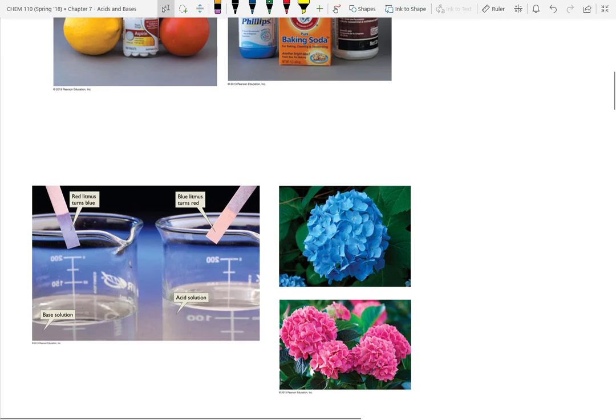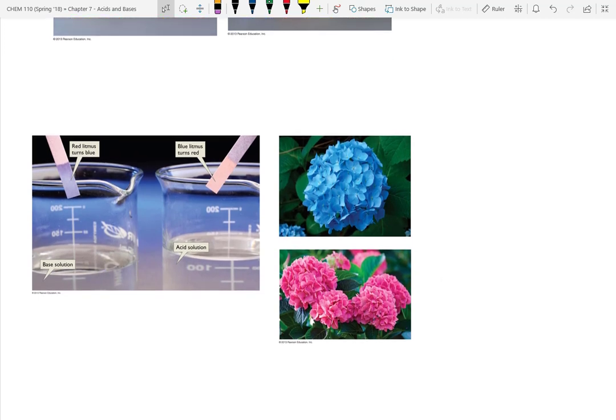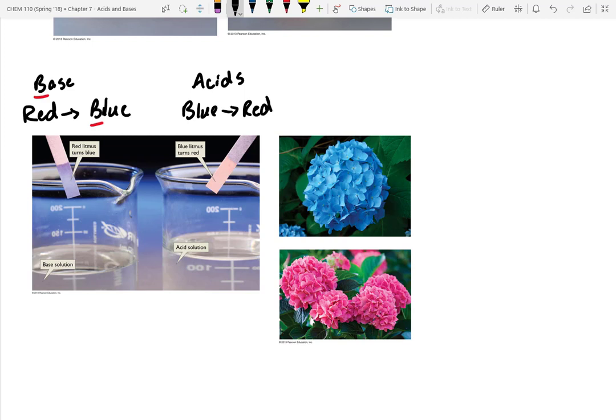So like I said before, bases will turn red paper blue. So bases turn red to blue. And the way I always remember this is that the B's match, right? So bases turn things blue. Acids, on the other hand, will turn blue paper red. Unfortunately, there's not a good trick for remembering acids, but they're just the opposite of how bases react with litmus paper.